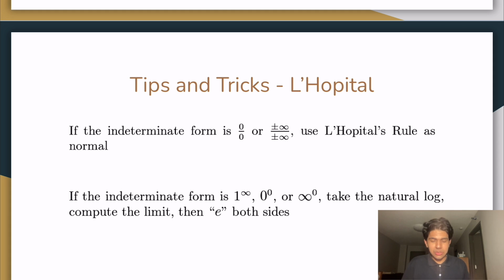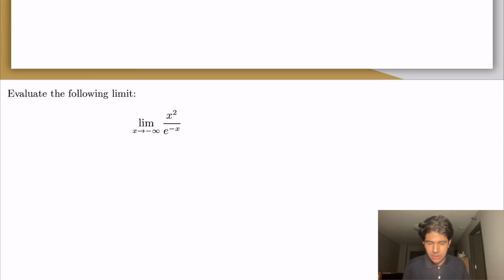The idea is to get rid of one of these exponents or something like that, simplify the function a little bit, take the limit as x approaches whatever of that simplified function, and then e it to cancel back the original natural log that we did. Let's do some examples of L'Hopital's and also of this second case where we use a natural log.